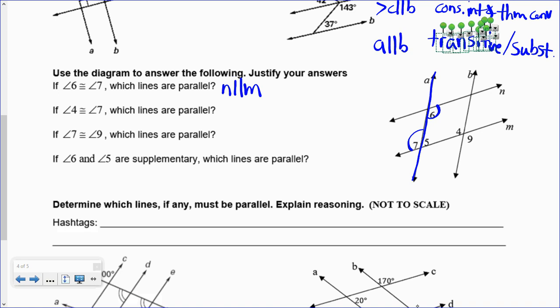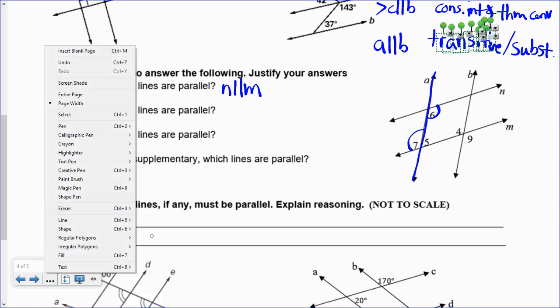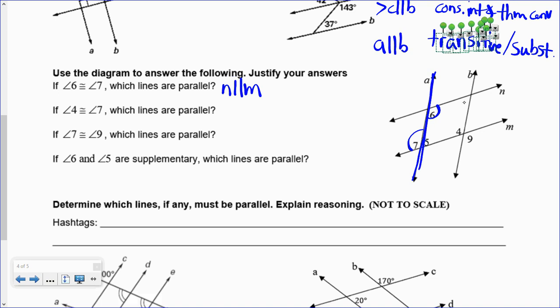It's a pretty straightforward method, you guys. Whatever two angles you're working with, find out what the transversal is. Whatever other two lines are crossing, those are the ones that are parallel. Pretty straightforward. So what about 4 and 7? Alright, so 4 and 7. What's the transversal that they are both resting on? M. And B. What two lines did I just cross with my transversal? So those are the parallel ones.